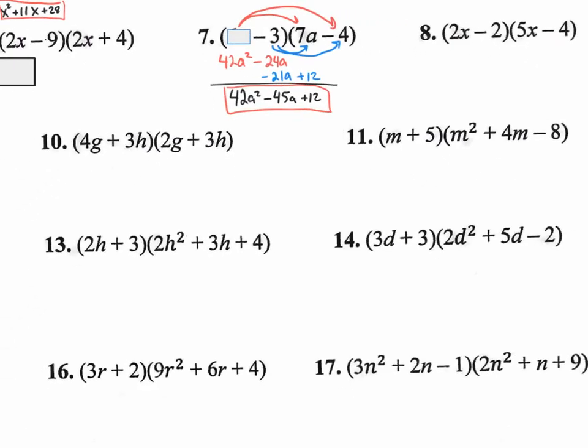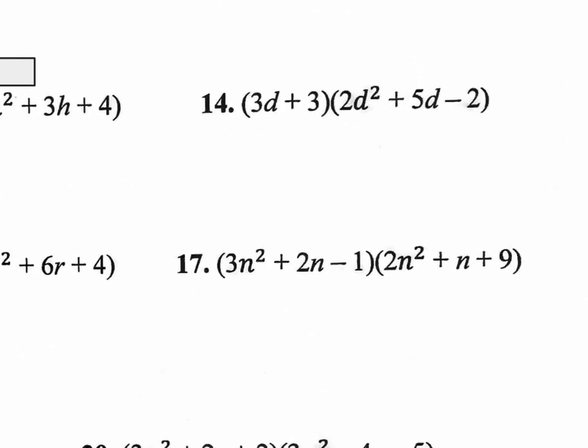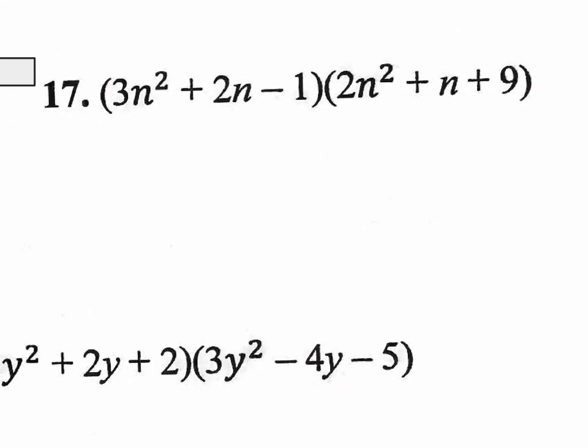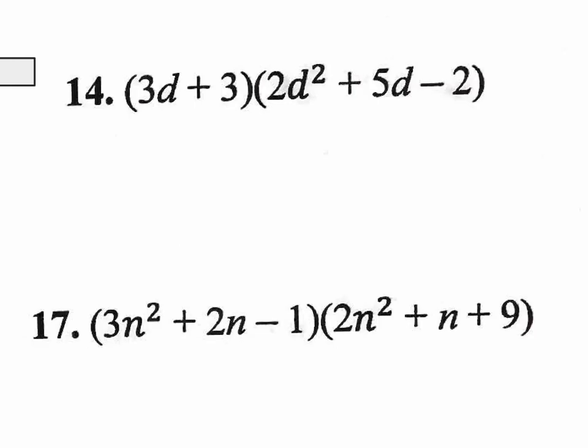Now, when we have a binomial times a trinomial, that's where it gets more fun, or honestly, it gets ridiculous with the trinomial times a trinomial. So let's check out number 14. A binomial times a trinomial, easy. You're just going to distribute 3d times 2d squared. So what's 3 times 2? 6. Okay? And what is d times d squared? D to the third. So our first answer is 6d to the third. And then let's distribute 3d times 5d. What's 3 times 5?